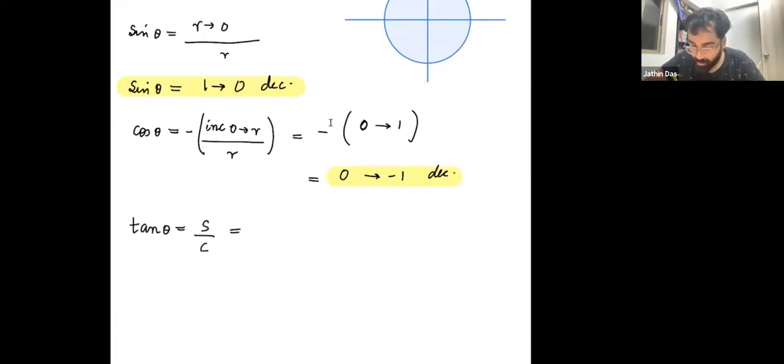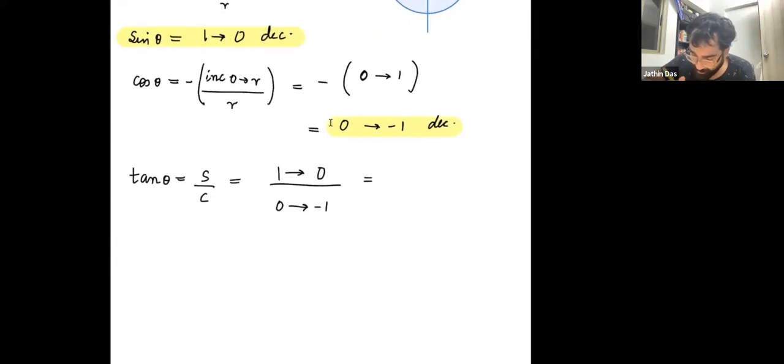Sine upon cos. So this is 1 to cos and 0 to minus 1. First it will be 1 by 0, infinity, which is an infinite value. But when you think about it, if I take the next value after 1 for sine, it will be 0.9999, correct? But cos will be a negative value, since we are moving in the second quadrant. It will be minus 0.00000. So is this infinity plus or minus? Minus infinity.